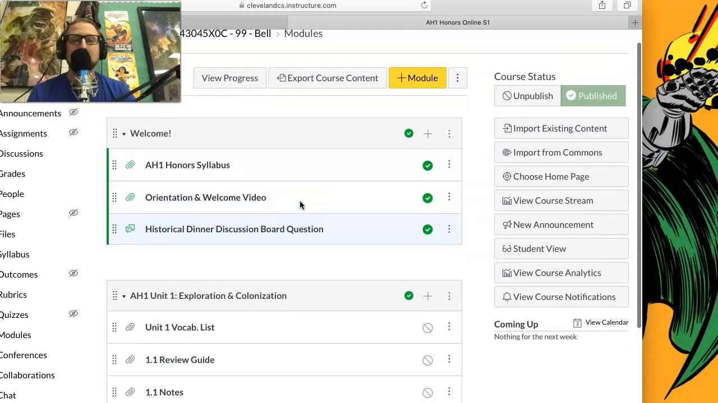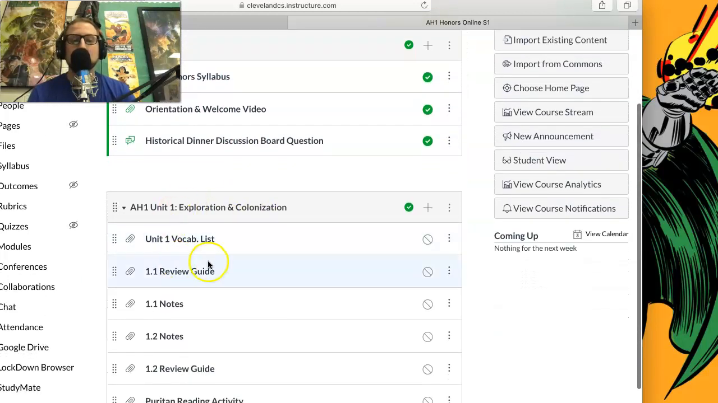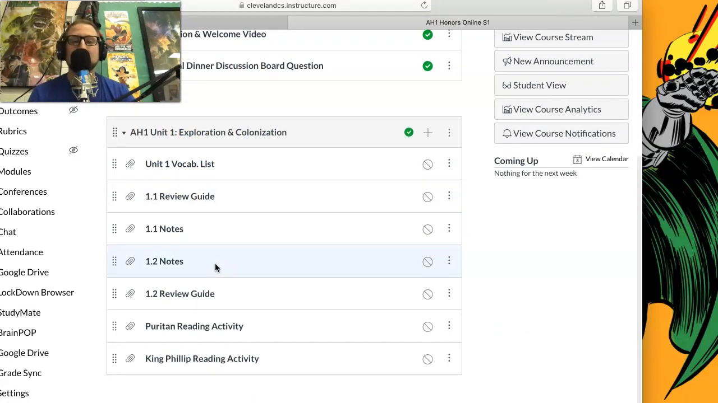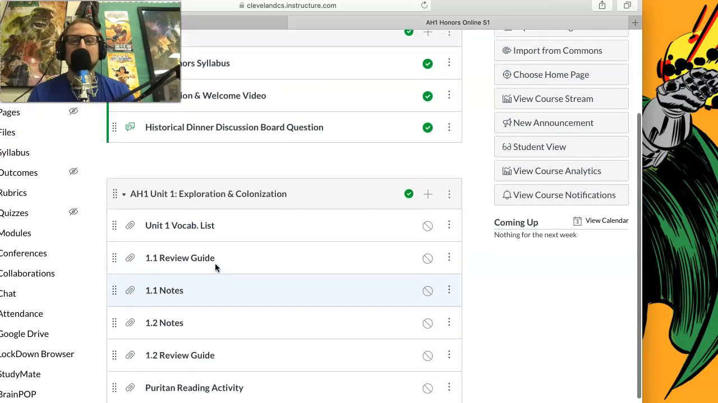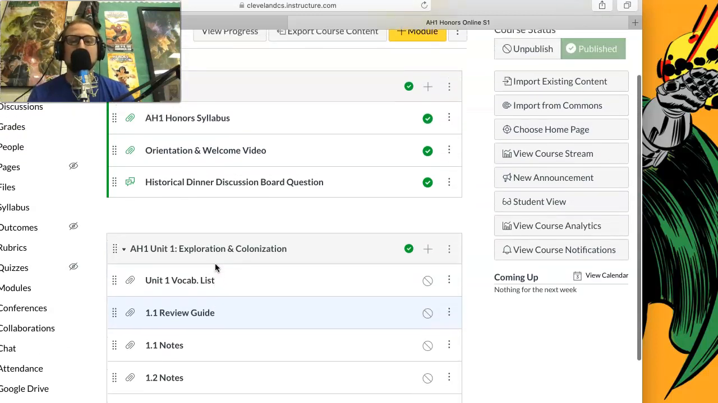Here you will see Canvas. This is all you guys can see now. This course has been published. This is Unit 1, so you can't access this information yet, but I do think it would be valuable just to show you how the units will be broken down and what will be expected each unit.